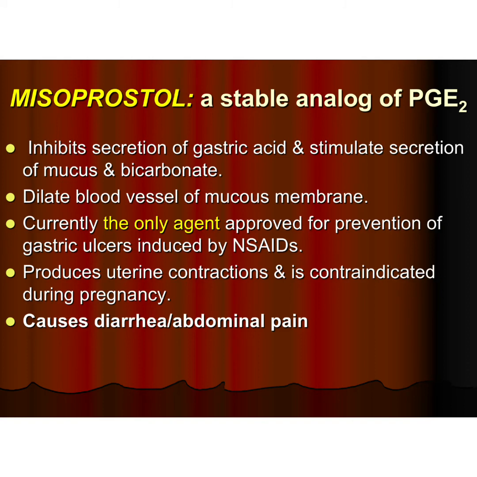Misoprostol is the only agent that is approved for the prevention of gastric ulcer that results from the side effects of NSAIDs. Misoprostol is contraindicated in pregnancy. Why is it contraindicated? Because it produces uterine contractions. So it is contraindicated in pregnancy. Another side effect of misoprostol is that it causes diarrhea or abdominal pain.